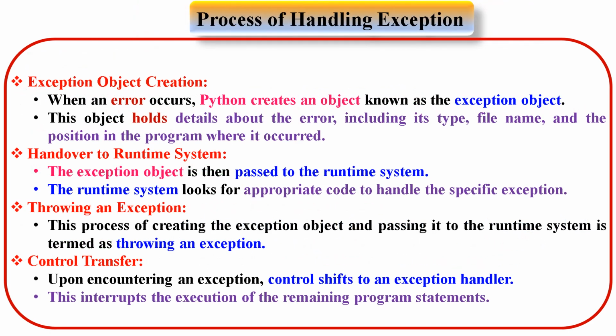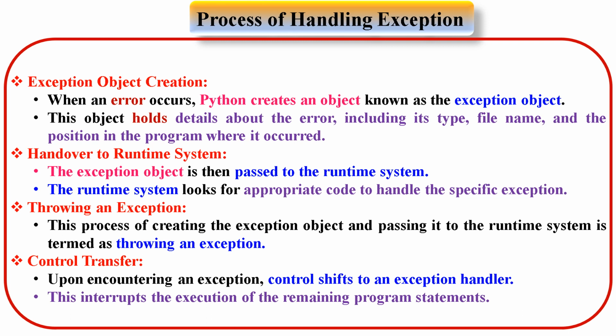Let's learn about the process of handling exceptions. Exception object creation. When an error occurs, Python creates an object known as the exception object. This object holds details about the error, including its type, file name, and the position in the program where it occurred. Handover to runtime system. The exception object is then passed to the runtime system. The runtime system looks for appropriate code to handle the specific exception. Throwing an exception. This process of creating the exception object and passing it to the runtime system is termed throwing an exception.